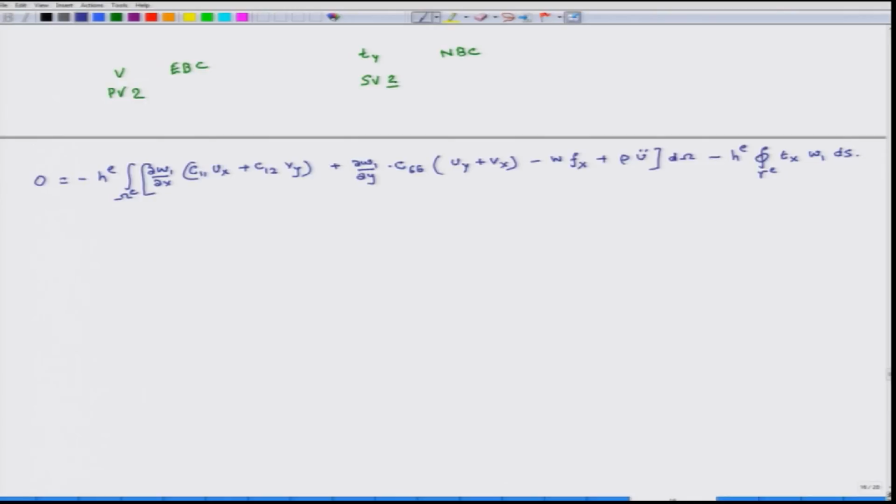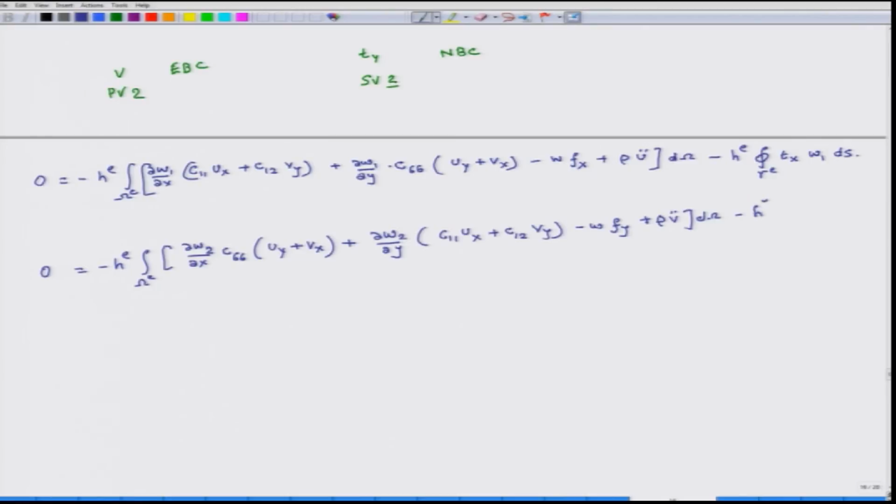And the second equation is 0 equals minus He integral over omega E of del W2 over del x times C66 Uy plus Vx, plus del W2 over del y times C11 Ux plus C12 Vy, minus W2 fy plus rho V double dot, d omega, minus He boundary integral of Ty W2 ds.